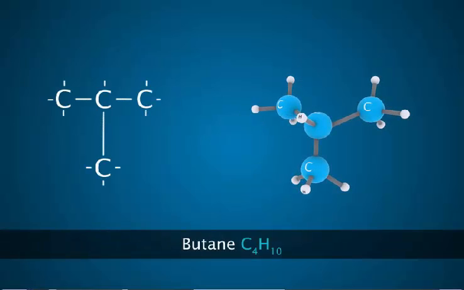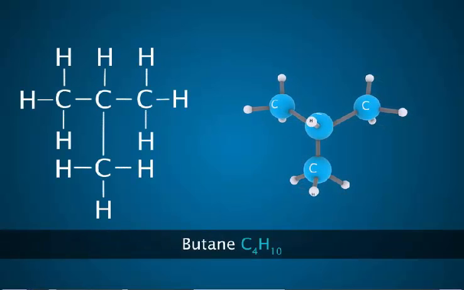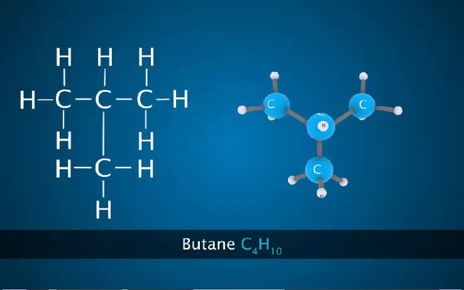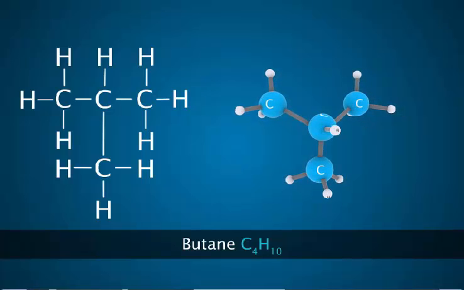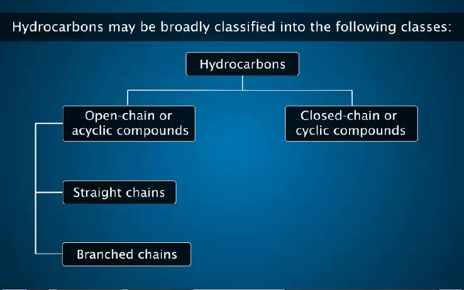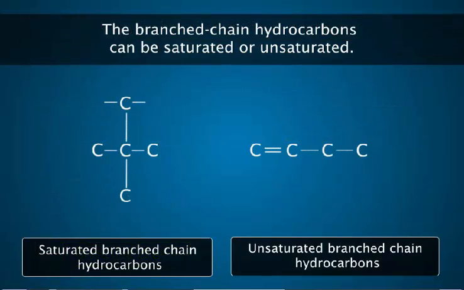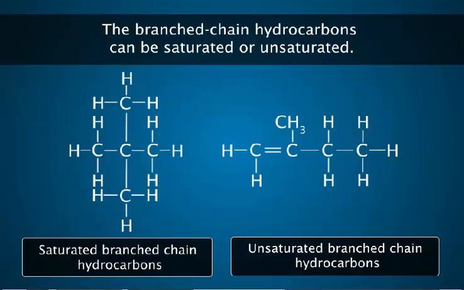Yes. Instead of placing the carbon atoms in a straight chain, they can be arranged in the form of a branched chain. So we see that the open chain hydrocarbons can be categorized as straight chain or branched chain hydrocarbons. Just like straight chain hydrocarbons, the branched chain hydrocarbons can be saturated or unsaturated.